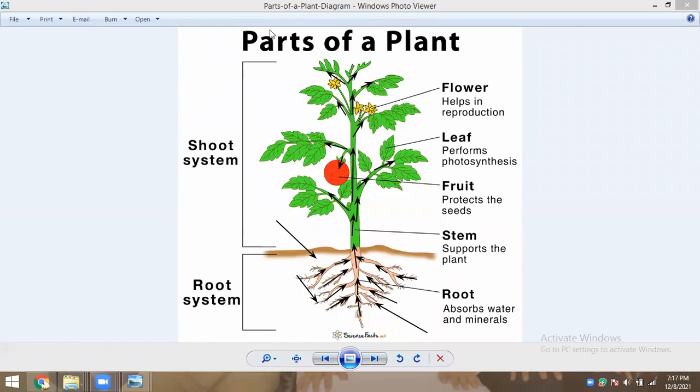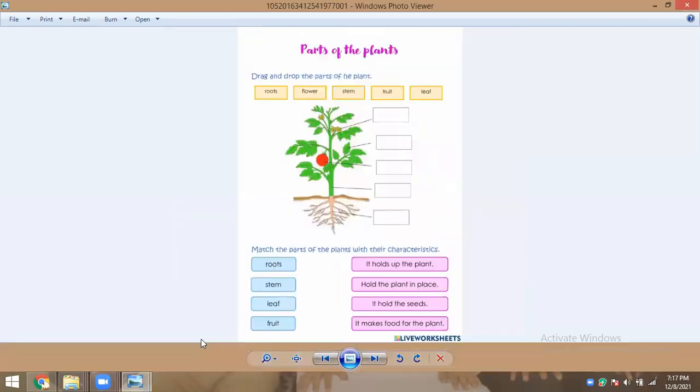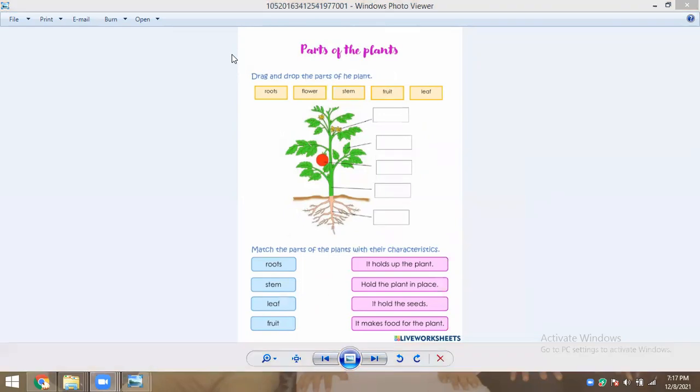Next worksheet is about parts of a plant and their tasks. Okay, roots, flower, stem, fruit, leaf. These are the names of the parts. You will do this. This is your homework. You will do this and send it to me. Okay? This part I will do for you.